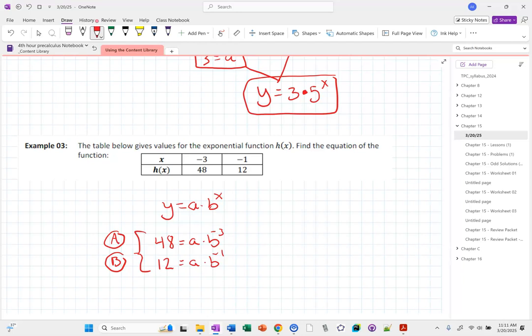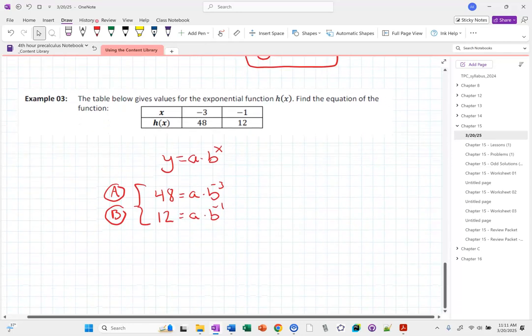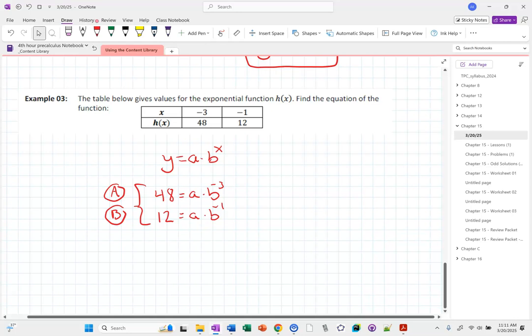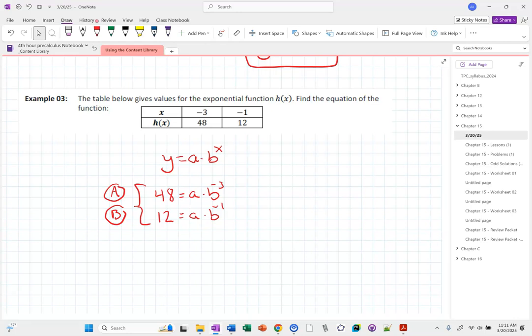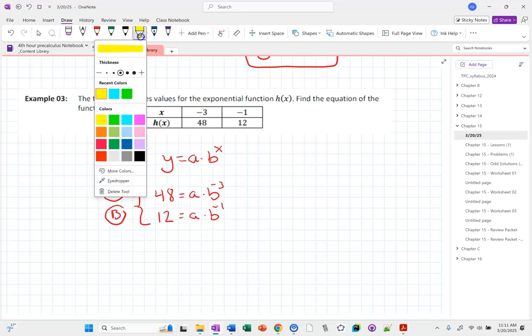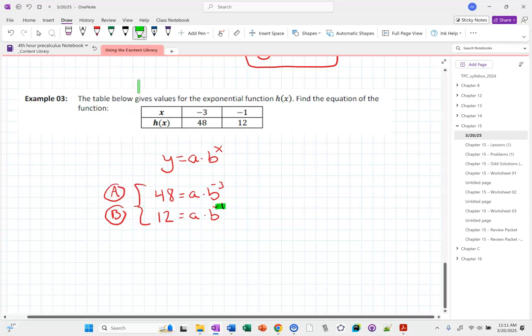Because the variables are being multiplied, I have a times b. To do elimination, I need to do division. So I'm either going to take equation a and divide it by equation b, or take equation b and divide it by equation a. It doesn't really matter, but we can make our lives a little easier on ourselves by making a careful choice here.